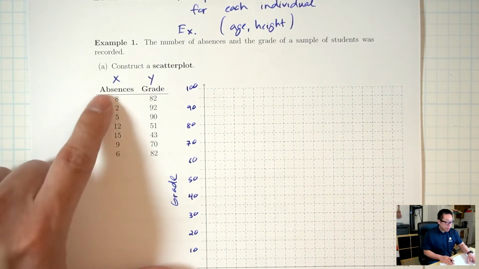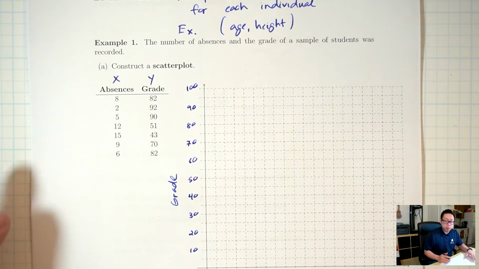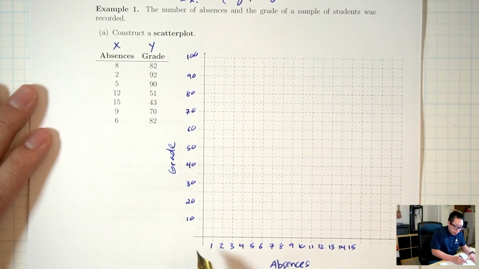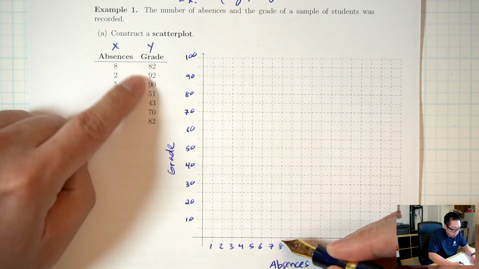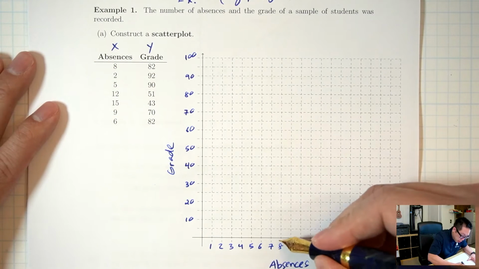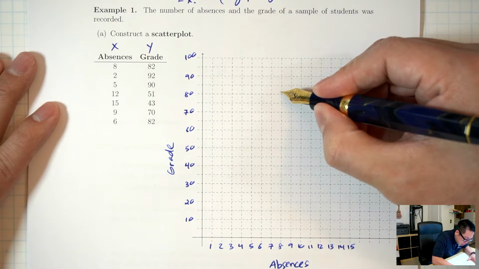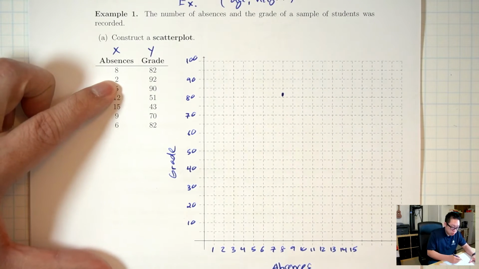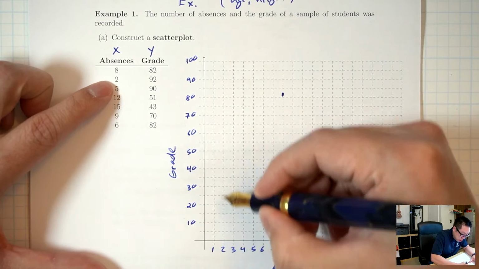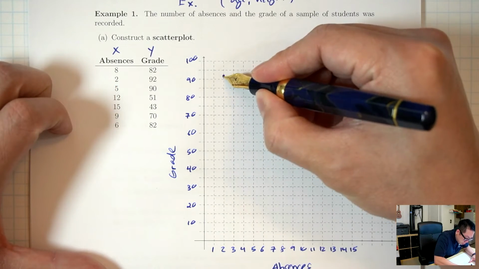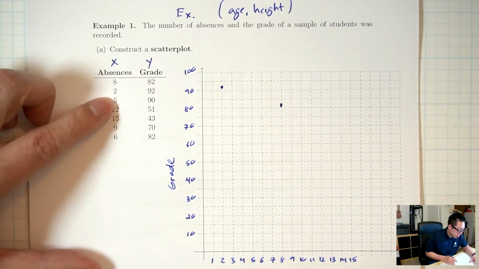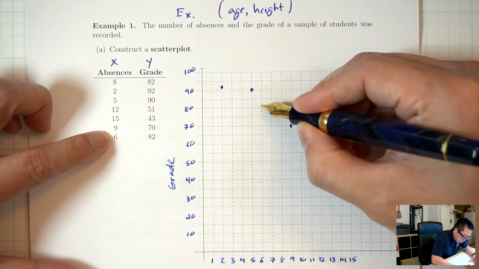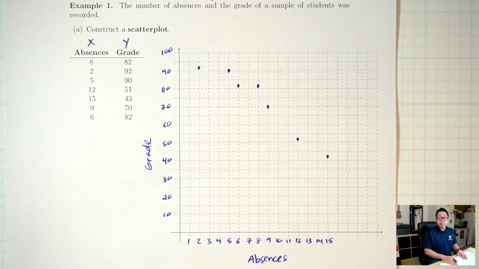And then each pair we're going to plot as XY coordinates. Okay, first student: 8, 82. 8 on the x-axis, and then we're going to go up to 82, and then make a dot. Next, 2, 92: 2 on the x-axis, and then 92 up, and then so on. And that's a scatter plot.